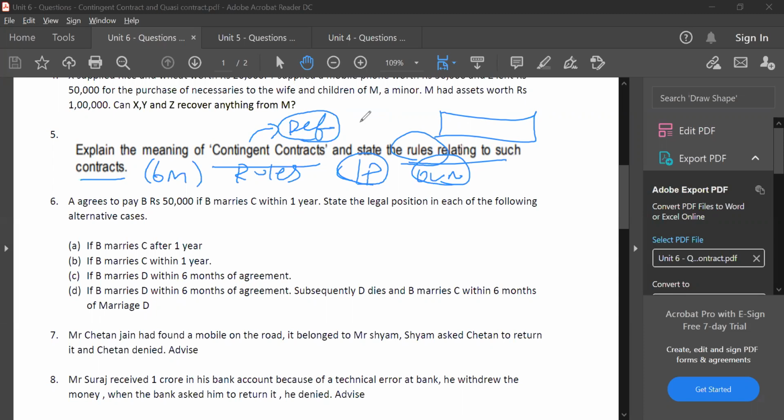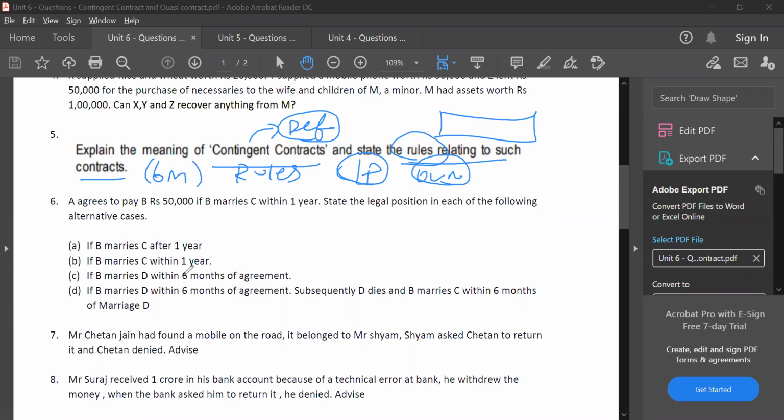So the points are: event happening, event not happening, then within a specified fixed time, not within a specified fixed time, contingent on an impossible event. These are the points you have to write as side headings. I have explained these points in the video also. You can go through them. Any doubts in those points, you can absolutely ask me here. Feel free, I'll explain.